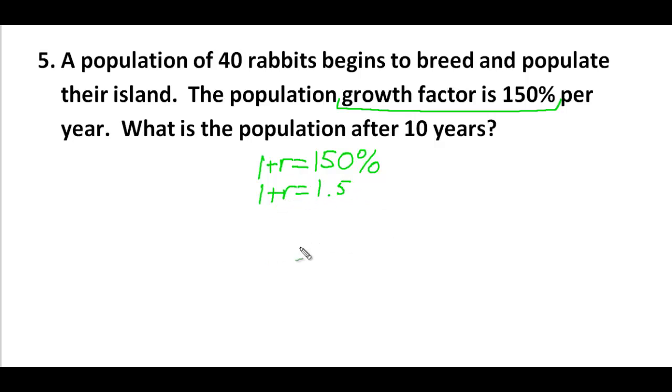So our equation is going to be 1.5 to the power of t. It will not be 2.5. 1 plus r is 1.5 because the growth factor is 150%. It's not a growth rate. There's a big difference between a growth factor and a growth rate. All right, so hopefully you can complete these up and make sure you answer the questions.